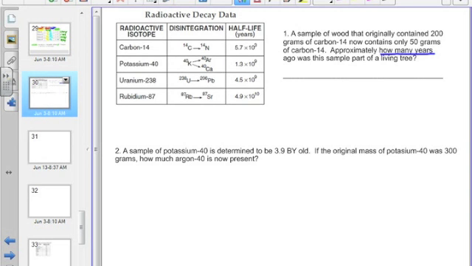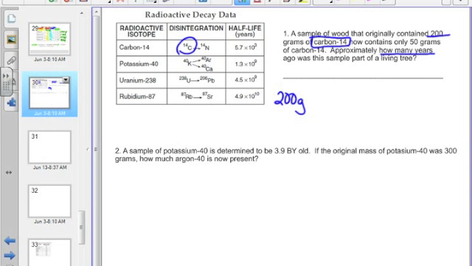What do they give me? They tell me I'm starting with a sample of carbon-14. And we note that carbon-14 is the parent, all right? It's going to decrease over time. How much carbon-14 did we start with? 200 grams. So we had 200 grams of our parent carbon-14.